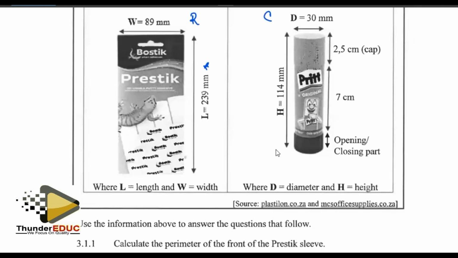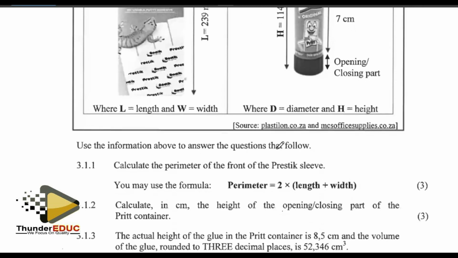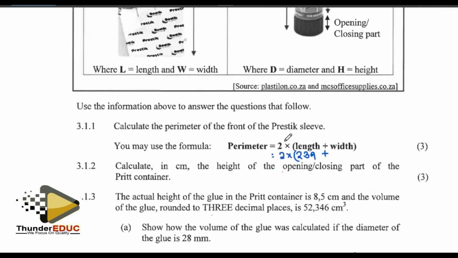So the perimeter. What's perimeter? Perimeter is the total distance around a given shape. And they've given the formula. Once they've given the formula and you indeed know that's the right formula, just continue and substitute in it. So we shall start with 2 times, open brackets, length, 239, plus width, which is what? 89. Make sure that all of them are in the same units. So they are all in the same units. I need to go ahead.